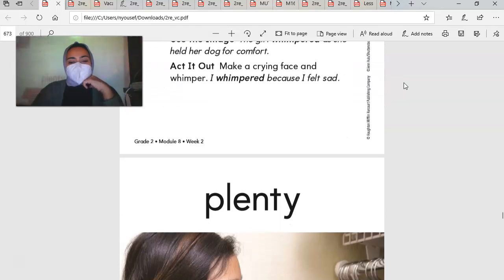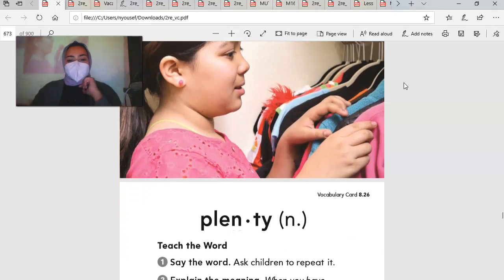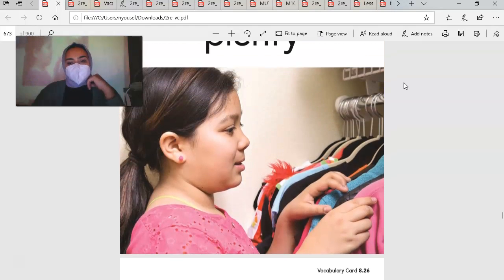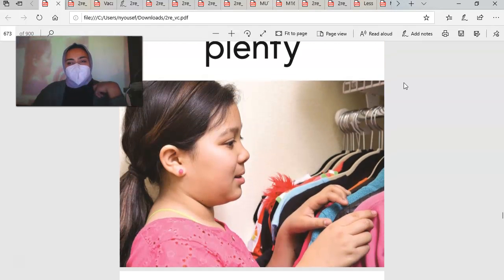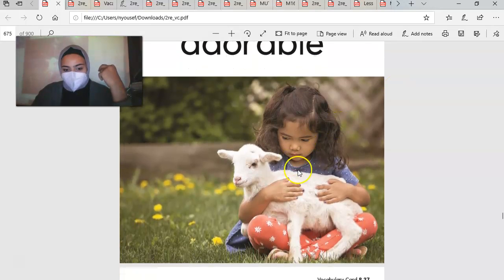The next word is plenty. She looks like she has plenty of clothes in her closet. When you have plenty of something, you have a lot of something. So plenty means a lot. Okay. Plenty means a lot.